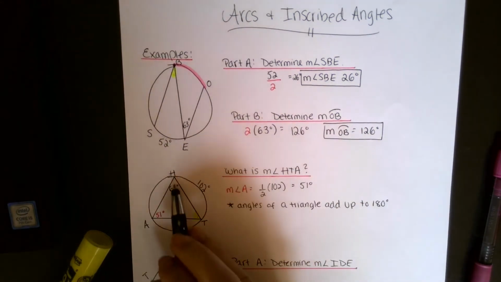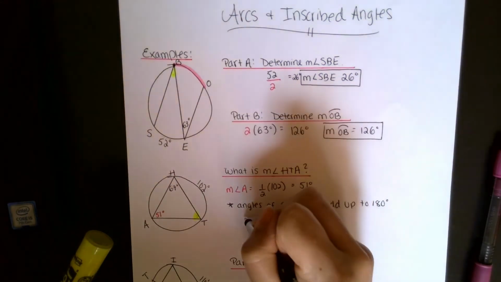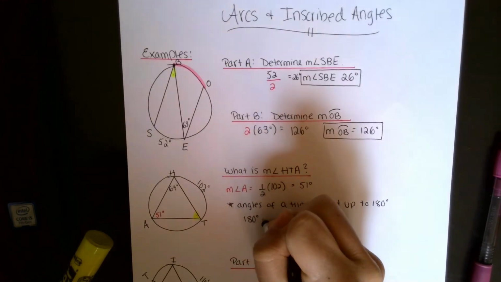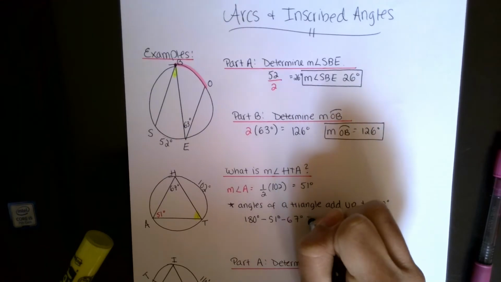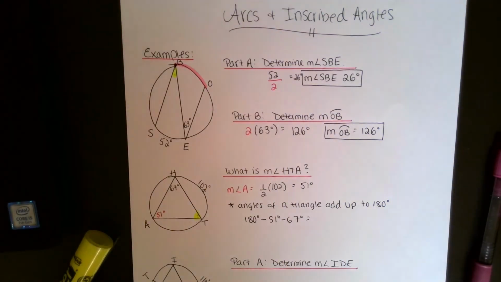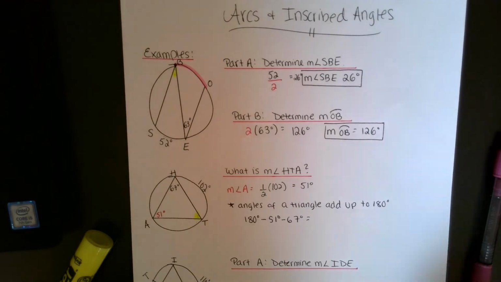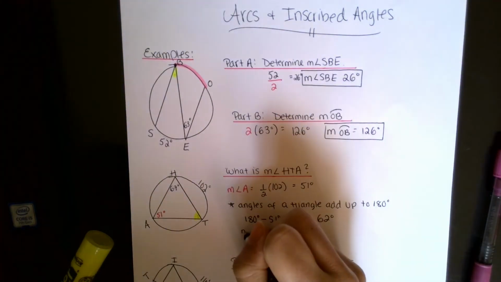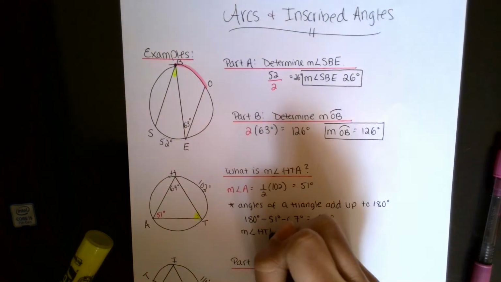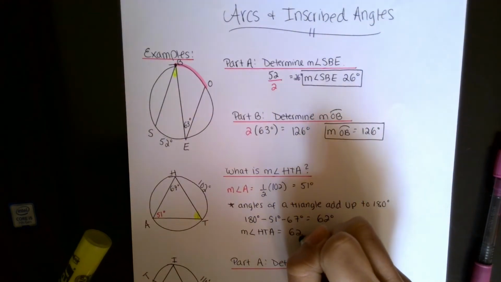So since I know all three angles have to add to 180, I'm just going to do 180 degrees minus 51 degrees minus the 67 degrees, which will give me angle T. So 180 minus 51 minus 67 gives me 62 degrees. So the measure of angle HTA equals 62 degrees.